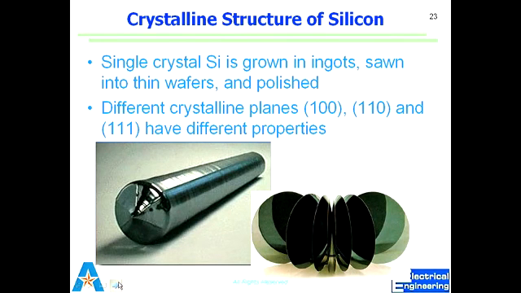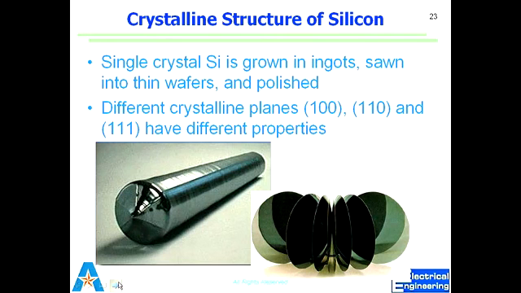So it's grown in ingots, sawn into thin wafers and polished. For silicon, the planes which we get are 100, 110 and 111. We get many more planes for other semiconductor materials, but for silicon, we get these three planes. This tells me a lot about the simple processing I want to do. And we'll see we have a lot of characterization for different processes. So for 111, I can easily pull off that information for any process.